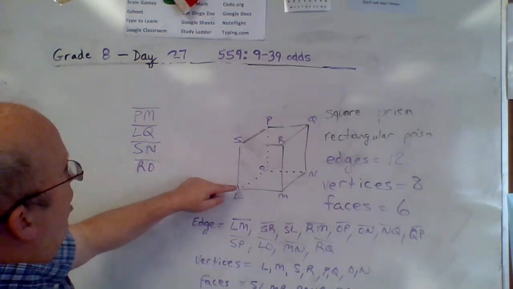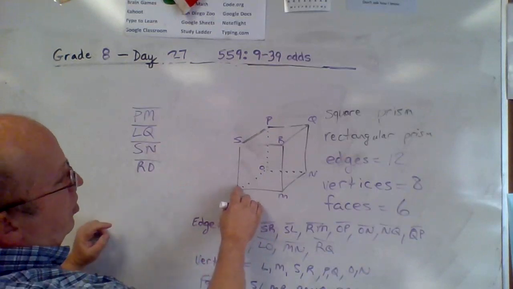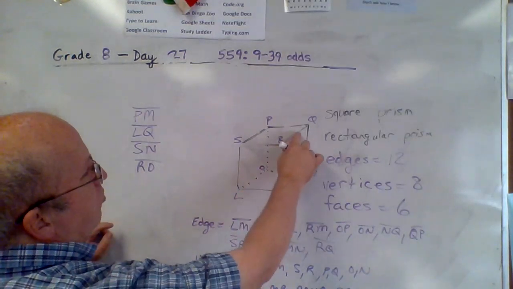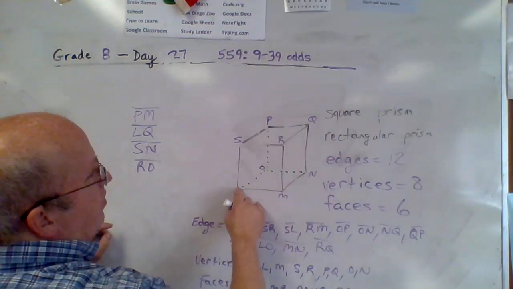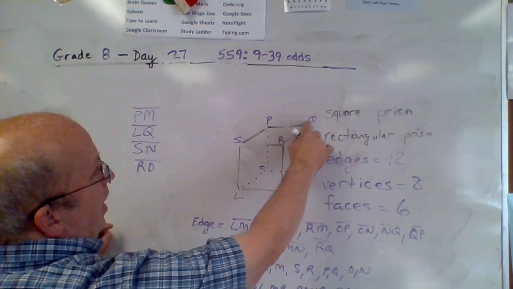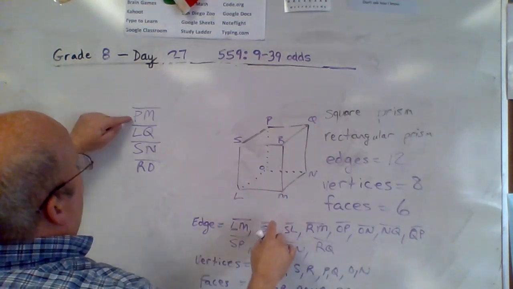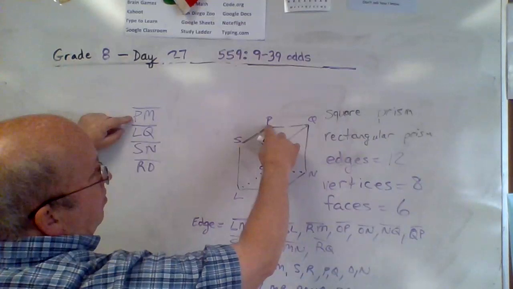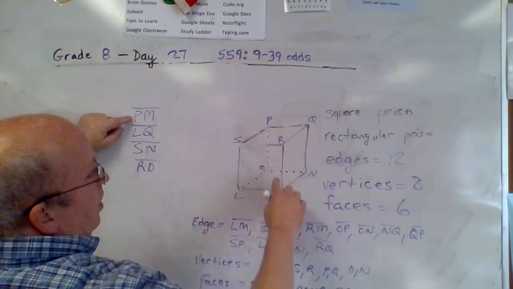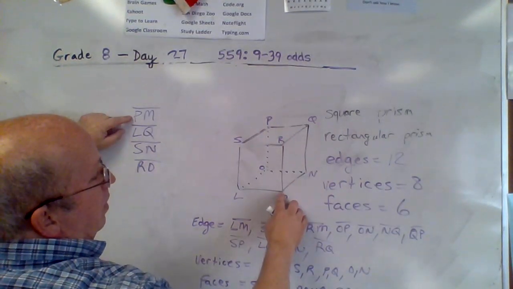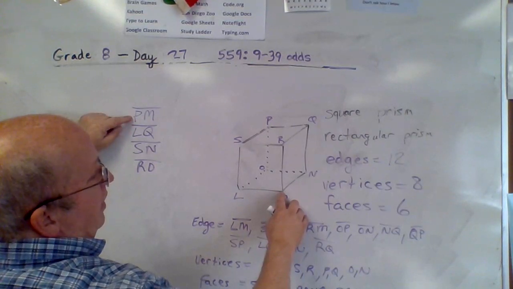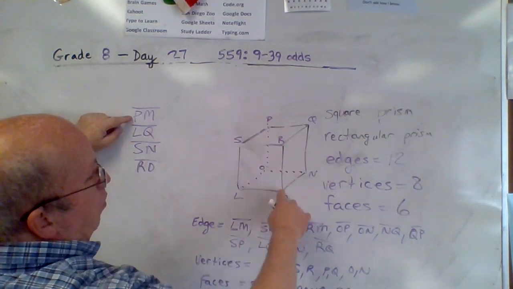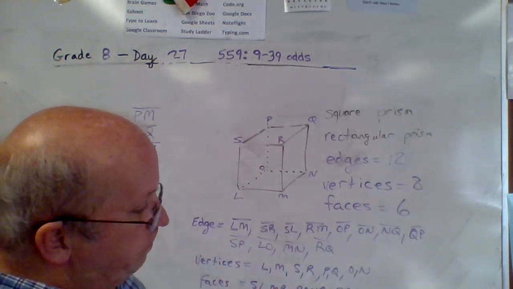Do you notice how, for example, LQ starts here and goes through the middle of the shape to reach that point that's opposite and above it? If we talk about, say, for example, PM, PM's at the top, back, left, and M is at the bottom, front, right of this shape. And so that would be an example of a diagonal as well.